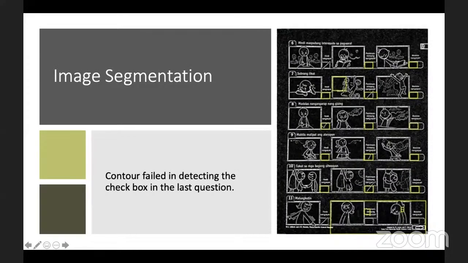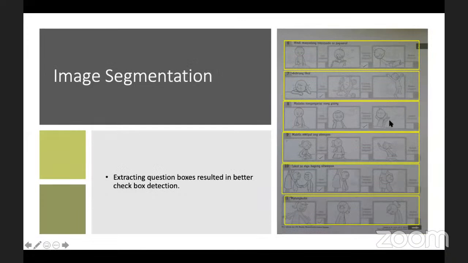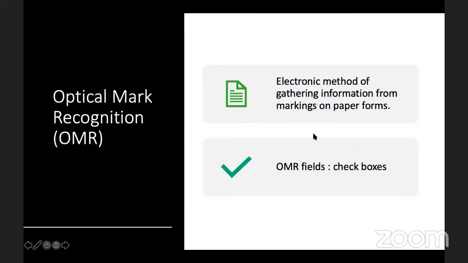However, for some reason, this failed in detecting the checkbox in the last questions. You can see them here. So what we did was we extracted the question boxes instead, so that the whole set would then be the segments for processing. As you can see here, this is for question 6, 7, and so on. And now it's ready for optical mark recognition.